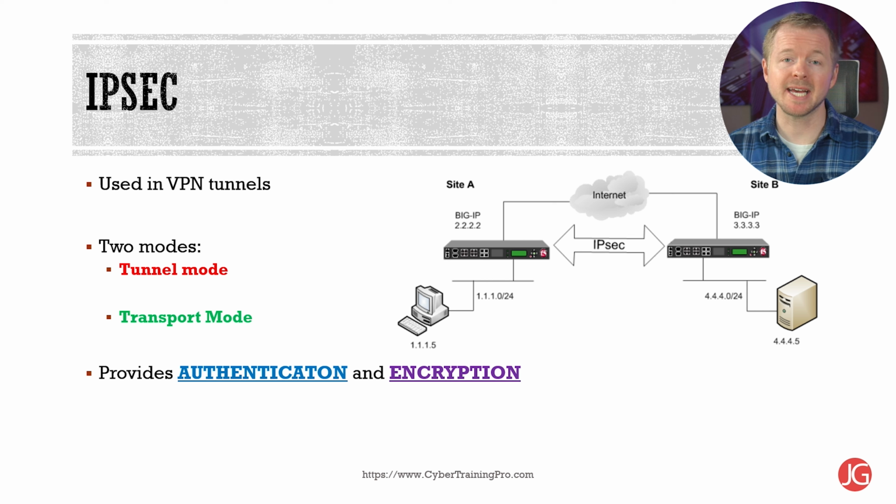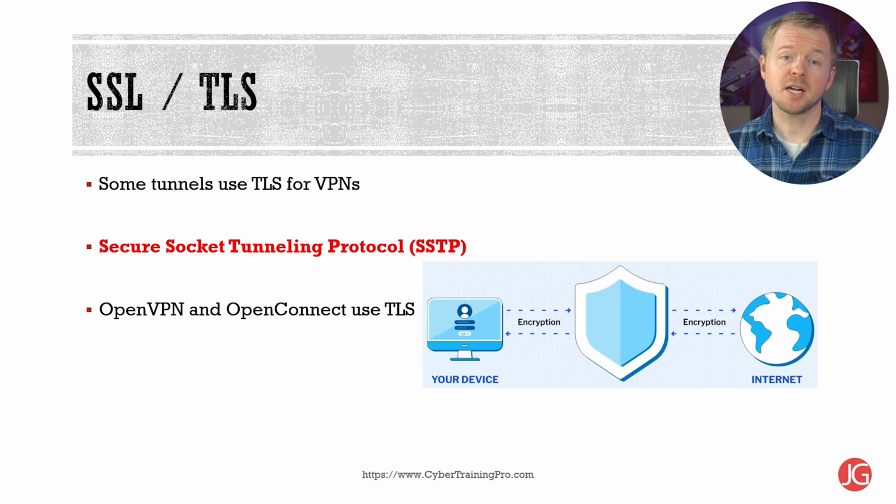IPsec uses the Internet Key Exchange (IKE) on port 500 to authenticate clients in the IPsec conversation and create security associations, SAs, to set up a secure communication channel. Some tunneling protocols use Transport Layer Security, TLS, for securing their VPN channels. An example is Secure Socket Tunneling Protocol, SSTP, and applications like OpenVPN and OpenConnect use TLS for their VPN connections.